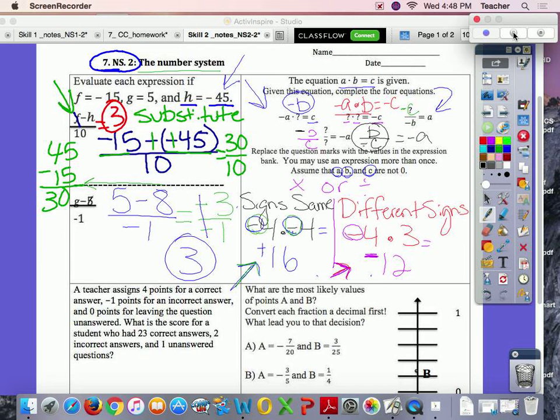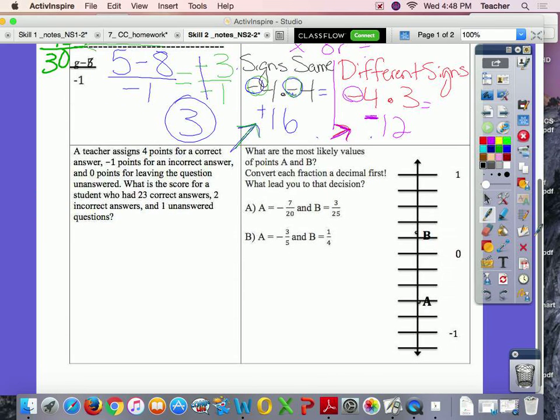All right, so we're going to look at our next problem. We're going to read it together, but I need you to use the rules from the top two sections, and you're going to work with the partner sitting next to you. So let's read it together. A teacher assigns 4 points for a correct answer, -1 points for an incorrect answer, and 0 points for leaving the question unanswered. Sounds like my class. What is the score for a student who has 23 correct answers, 2 incorrect, and 1 unanswered?